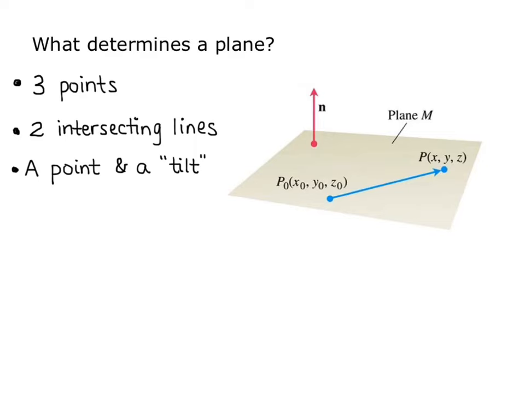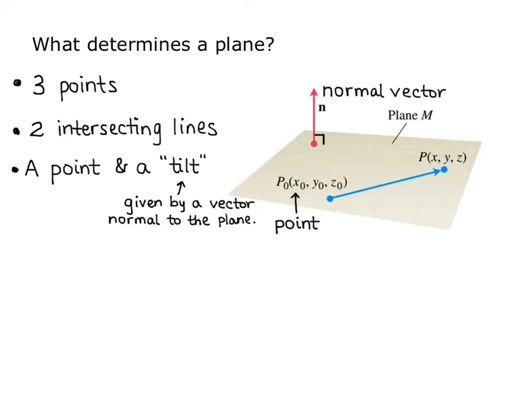If I look at this picture, I can have the point P naught being x naught, y naught, z naught, and then some vector that's normal to the plane. I'm going to call that vector n, and it's 90 degrees no matter where I am on the plane. That normal vector will actually fix the tilt of my plane in space, and so the tilt is given by a vector normal to the plane. Now these two pieces of information allow us to develop the equation for a plane.